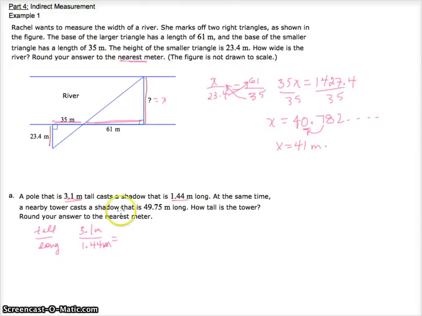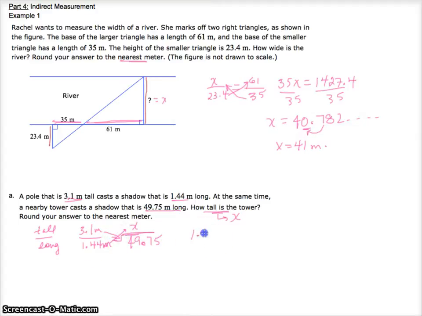At the same time, a nearby tower casts a shadow that's 49.75 meters long. Well, I need to first make sure I put this in the right spot. It says, how tall is the tower? I don't know. That's going to be x. And since it says tall, I'm going to put x in the numerator and 49.75 in the denominator. Now I'm going to cross multiply.